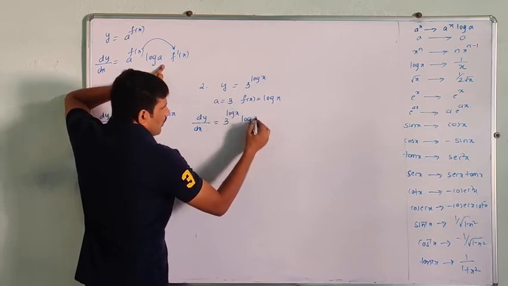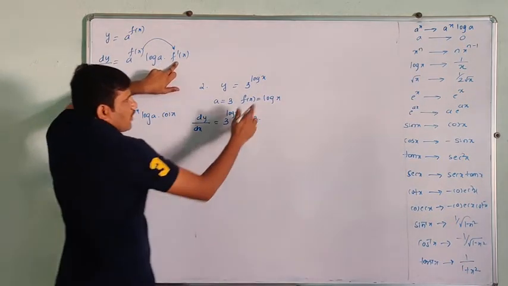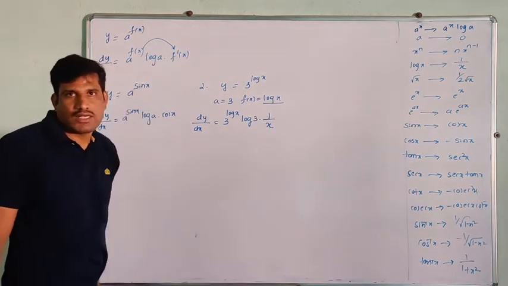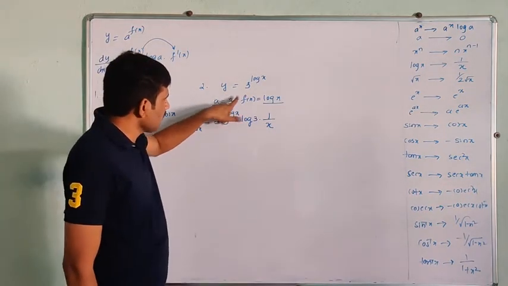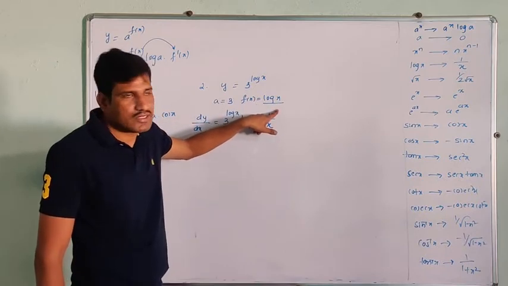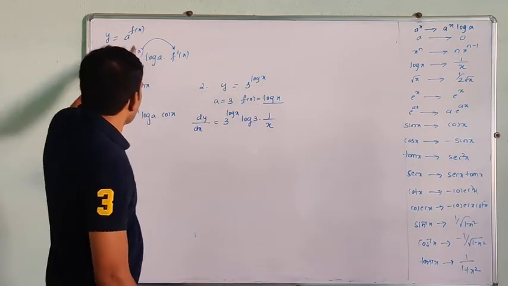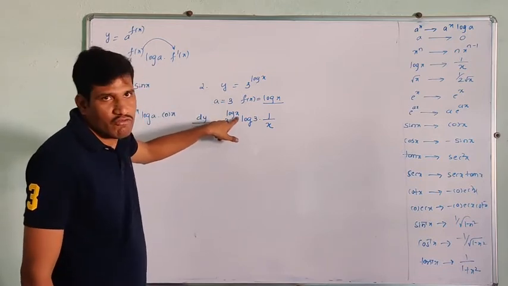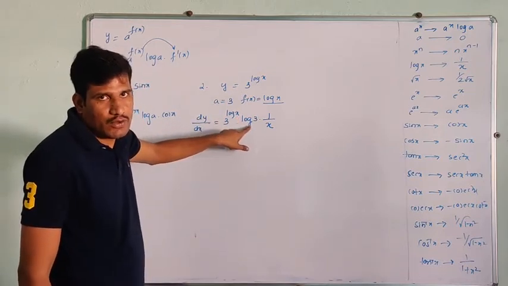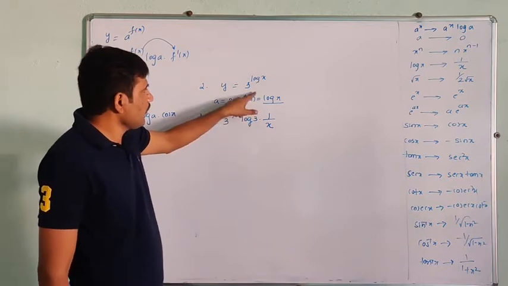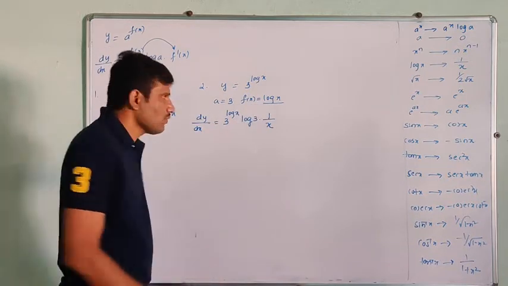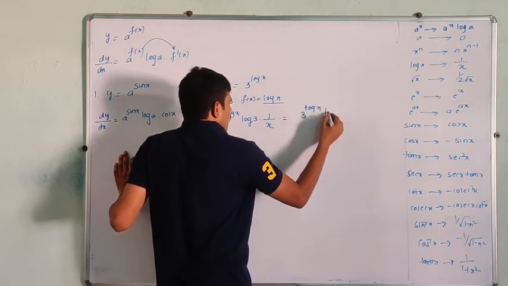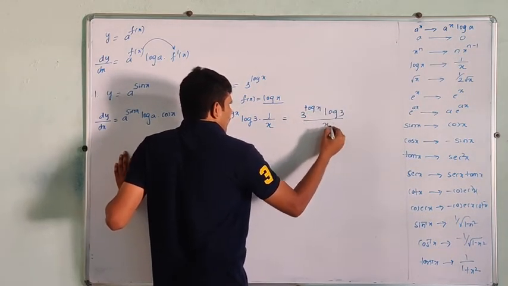Is it clear, students? Here a value is 3 and f of x value is log x. What is the derivative of a raised to f of x? A raised to f of x into log a into f dash of x. That is 3 raised to log x into log 3 into f dash of x. Derivative of log x is 1 by x. So that is 3 raised to log x into log 3 divided by x.